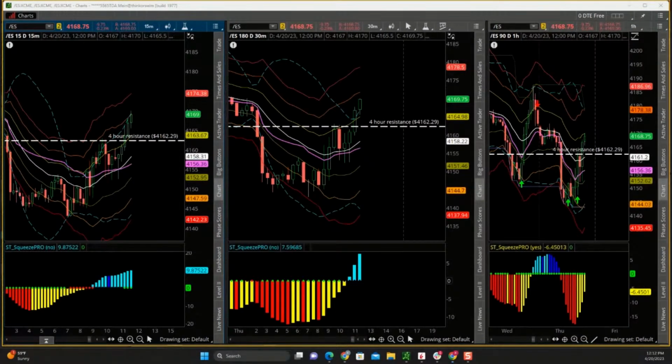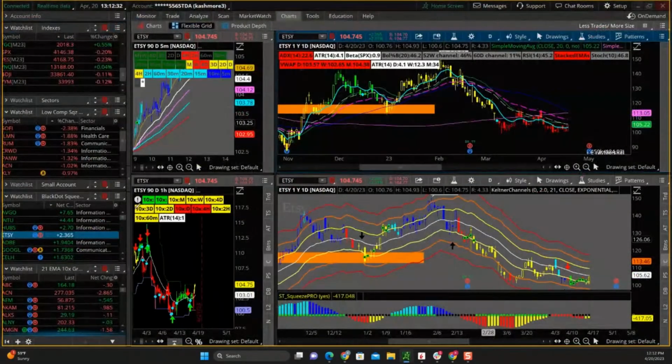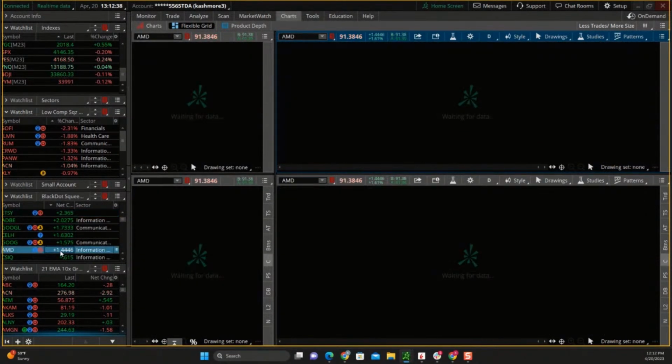Okay, so checking that real fast. All right. Any specific questions? That's really, in my opinion, as simple as it is. We could look at a few other examples here. Like, so here are some other ones in a squeeze. AMD supposedly is in a squeeze.